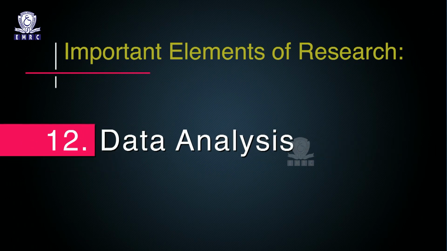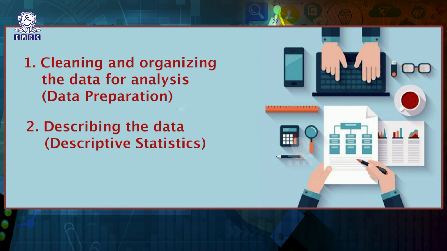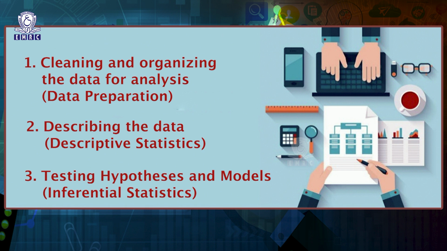Data analysis. Data analysis is the process of systematically applying statistical or logical techniques to describe and illustrate, condense and evaluate the data which has been collected either through primary or secondary source. In most social research, the data analysis involves three major steps. Firstly, cleaning and organizing the data for analysis, which is the data preparation; describing the data, which is descriptive statistics; and testing hypotheses and models, which is inferential statistics. We will discuss these topics in our coming lessons in detail.